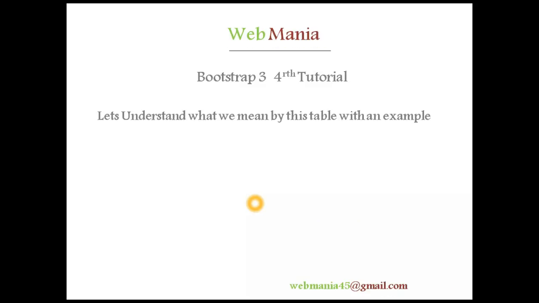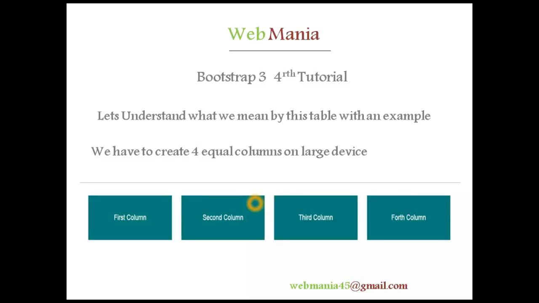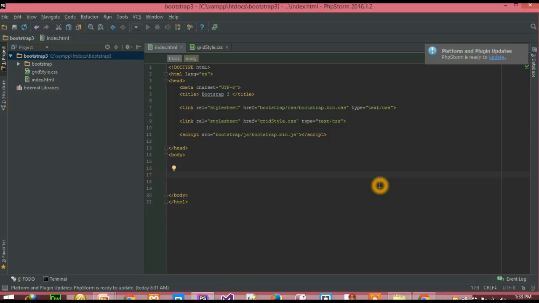So let's understand what we mean by this table within an example. We have to create 4 equal columns on large device. Suppose it's your browser page and you have 4 equal columns. The first column, second column, third column and fourth column. We have to make it on our editor. So let's go to our editor and do some practical.